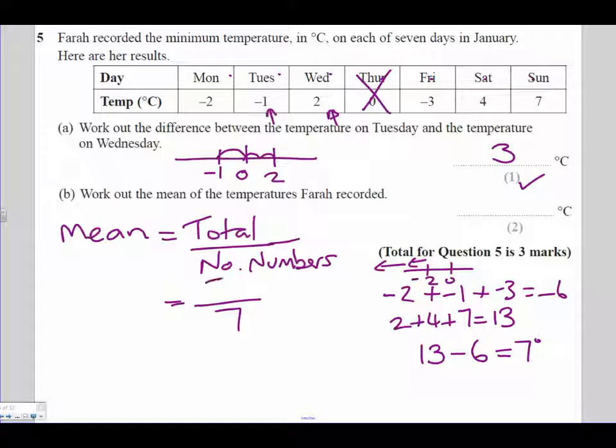So if we put the 7 as our total here, then our mean is 7 divided by 7, which is 1 degree C. So our answer for 2 marks is 1 degree C. So 1 mark for the correct answer on the answer line and 1 mark for a correct calculation for the mean.